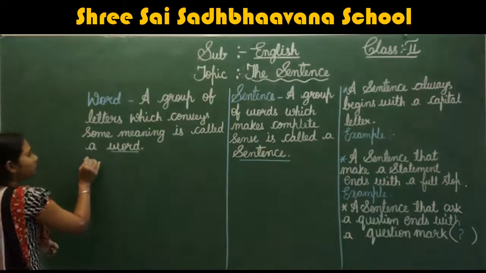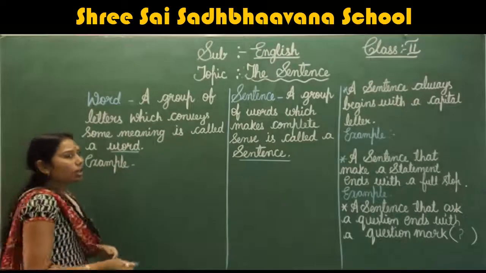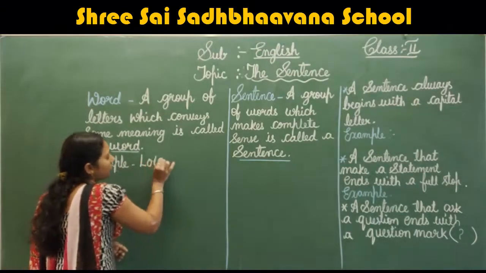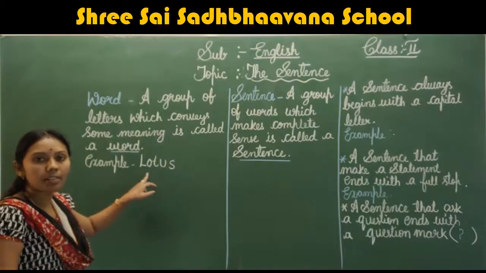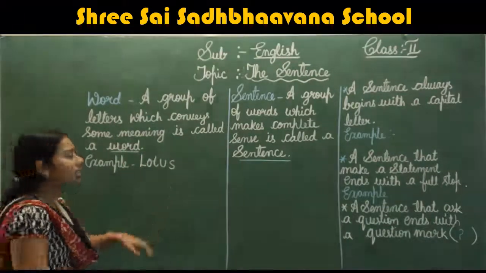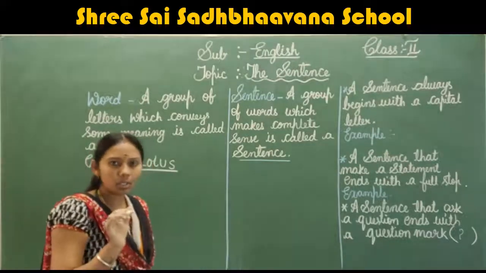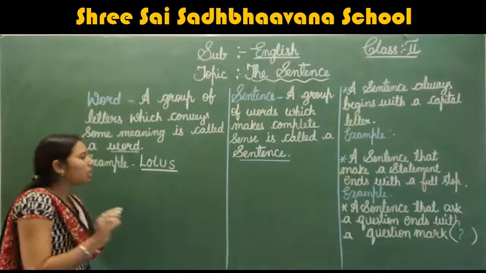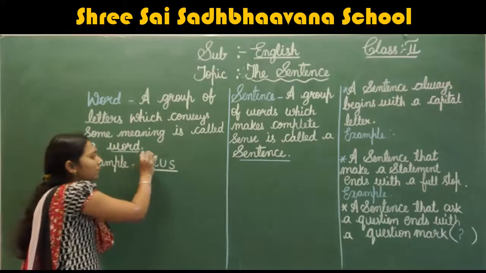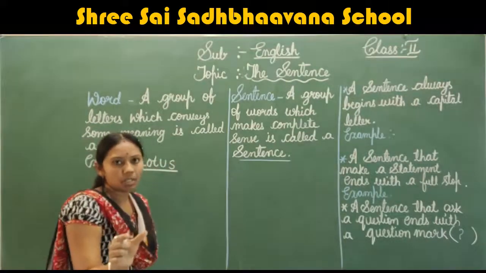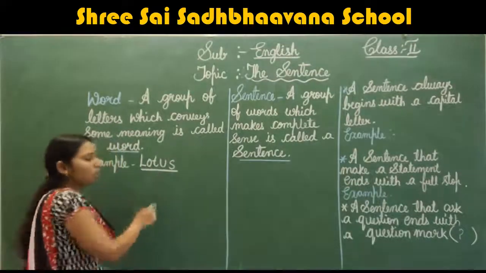For example, I'll give you lotus. Here you can see the different letters used to make a word. This makes one word. Lotus makes one word. Lotus is a flower. You all know that lotus is a flower, right? So, a group of letters. We have made one group of letters here to make a word. To form a word, we need a group of letters. So, that is lotus.